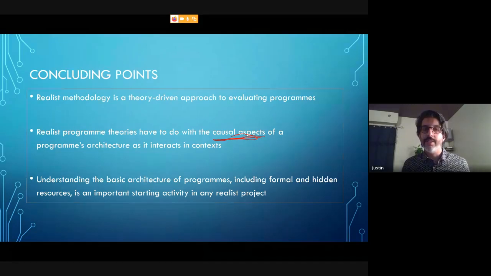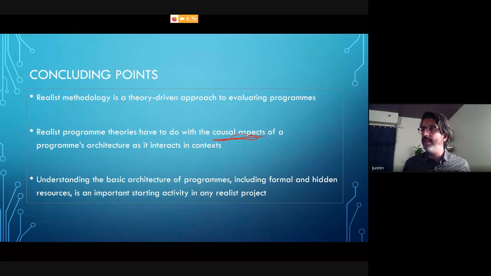The third point in this slide is that understanding the basic architecture of programs, including the formal and the hidden resources, is an important starting activity in any realist project. If you don't do that, then you will inevitably get very confused halfway through your analysis about what you're calling context and what you're calling mechanism. And this is what I see happening to many, many projects, that there is not a clarity about the difference between context and mechanism.